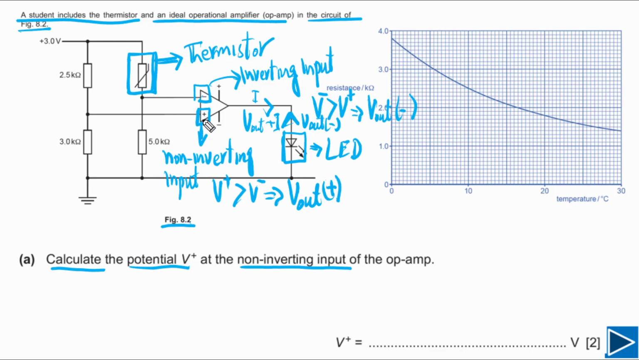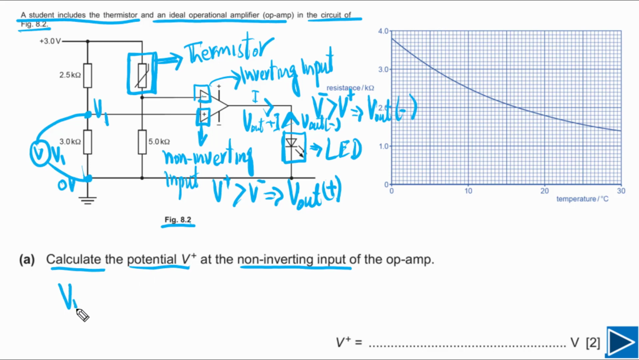Now let's try to find the value of potential at the non-inverting input. If you look at this point, the potential at this point is equal to 0 volts. If I connect a voltmeter across this resistor between these two points, the reading on this voltmeter, let's say, is V1, and that is the potential at this point. Why? Because this side potential is 0, so the potential difference across this one is equal to the potential at this point. Now we simply need to find V1.